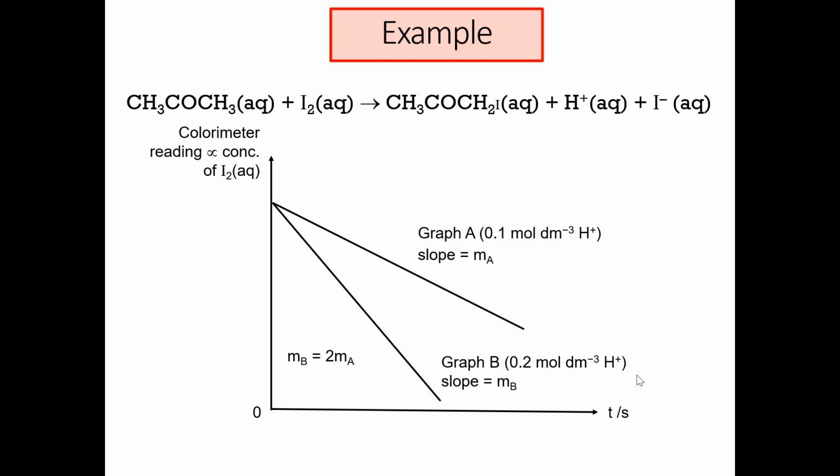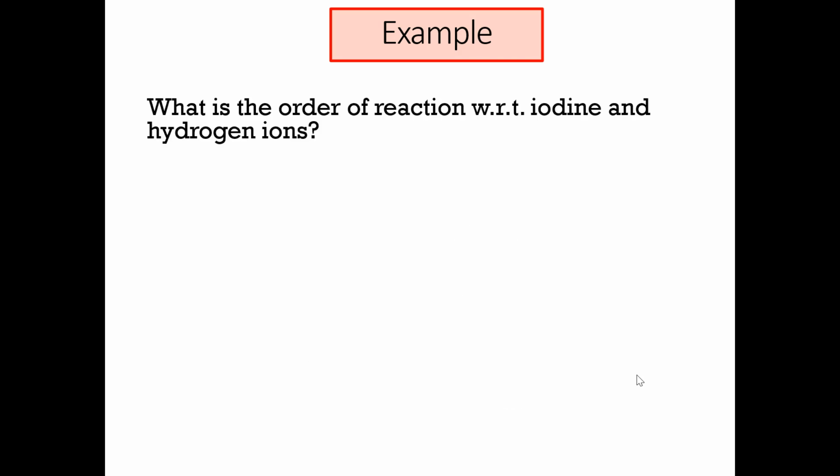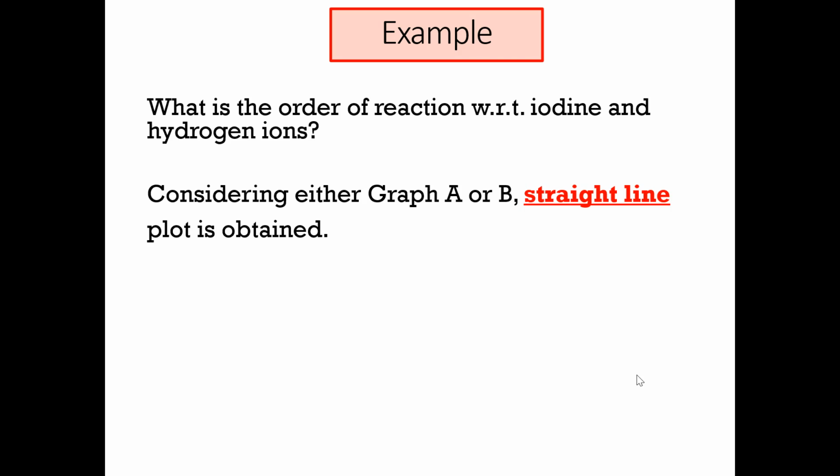All right, so if we look at the question itself, it's quite interesting, right? Graph A is plotted with the condition of 0.1 mole per dm cube of H plus, slope MA. Graph B is 0.2 mole per dm cube of H plus, slope is MB, and MB is equal to 2 times that of MA. Okay. So what is the order of reaction with respect to iodine and hydrogen ion?